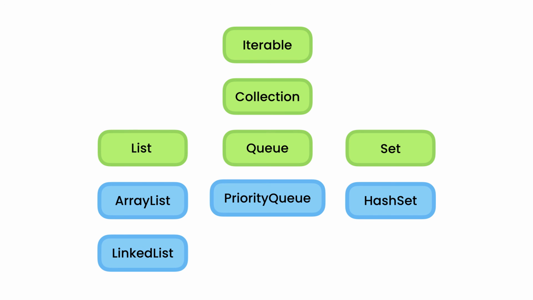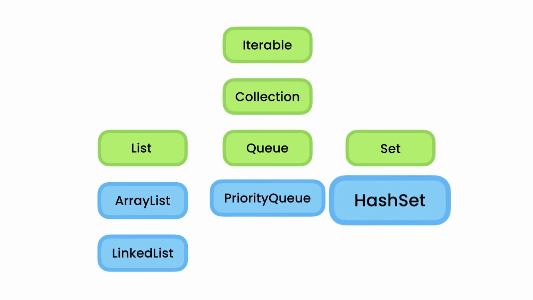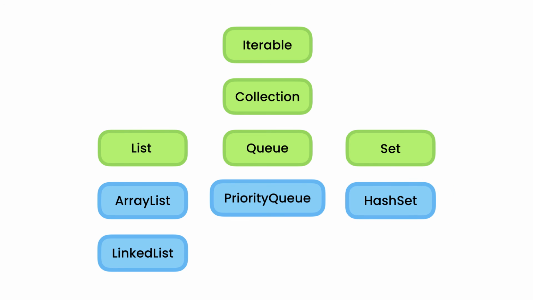And finally, we have the Set interface, which represents a collection without duplicates. The class that implements this interface is called HashSet. So that was a very basic overview. Throughout this section, we're going to explore each of these building blocks in detail.